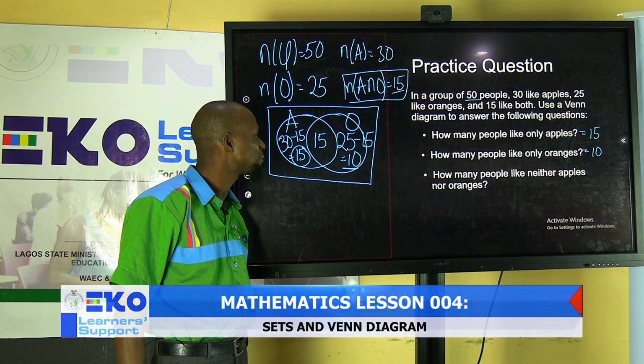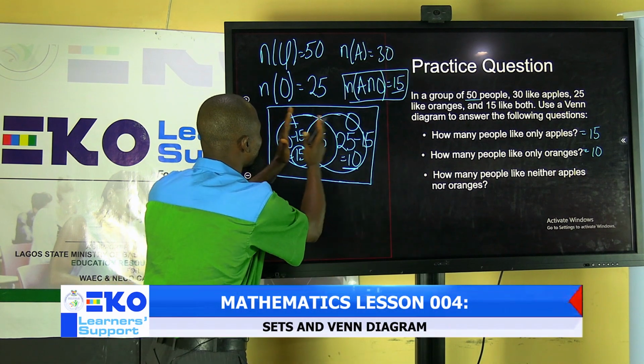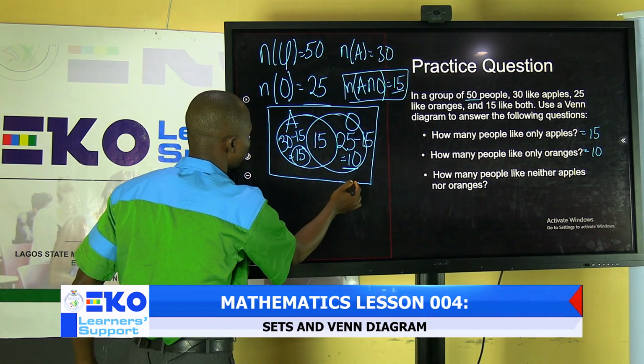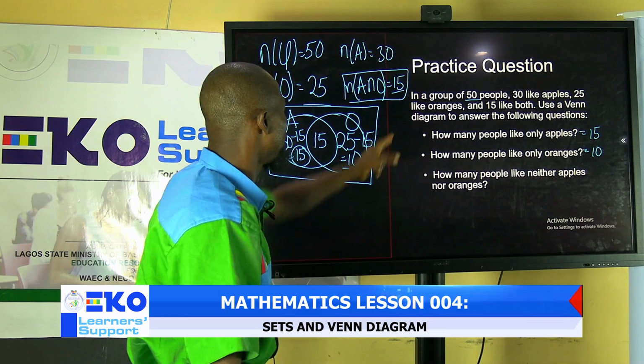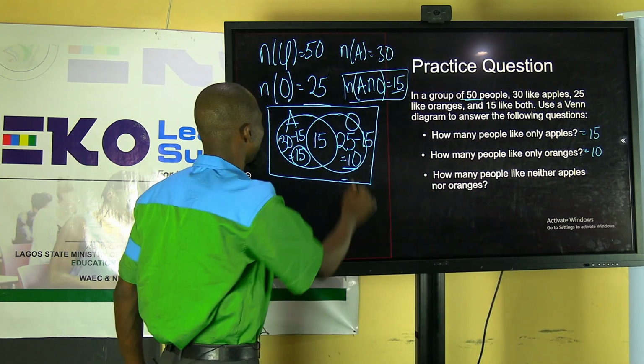And the last one, how many people like neither apples nor oranges? Yes, neither apples nor oranges. So where do we find that? It means outside the two circles. Outside the two circles. Do we have anything outside? So how do we get that? Go back to the information. Cardinality of universal set is 50.